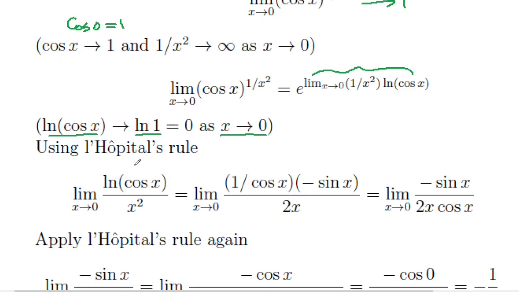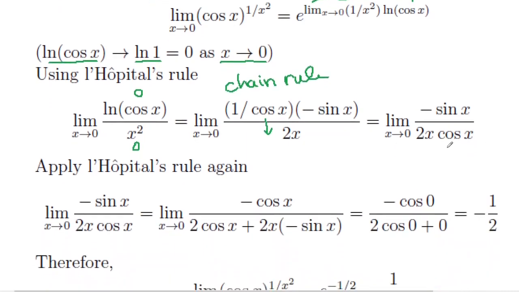So we get the top goes to 0, the bottom goes to 0. That's a 0 over 0 quotient indeterminate form. We can apply L'Hopital's rule. If I take the derivative of ln of cosine of x using the chain rule, we get the derivative of ln of cosine of x, 1 over cosine of x, times the derivative of cosine of x, minus sine of x. Derivative of x squared is 2x. I'll bring the cosine of x down below and rewrite the fraction in this fashion.